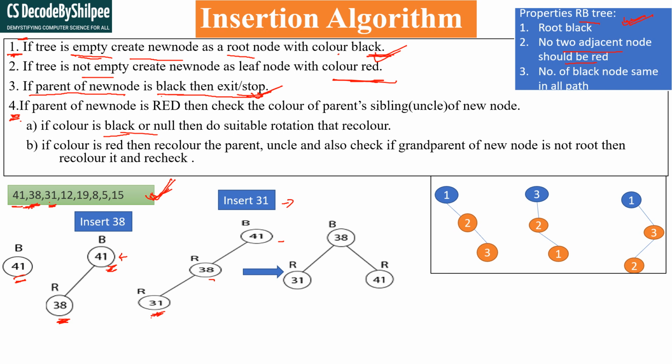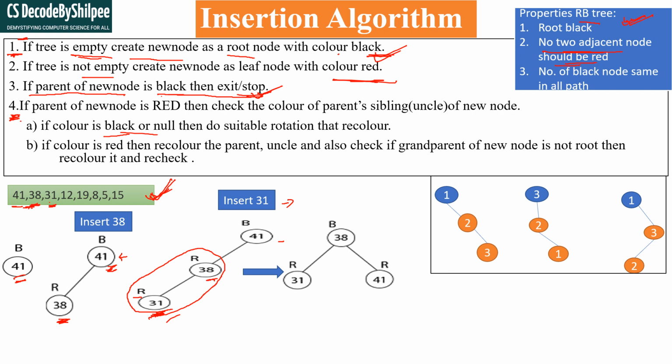So 31 color is red. So this color is red. Then what will you do here? If you see here the property of the red black tree, it's saying that no two adjacent nodes should be red. But here if you see, the parent of the 31 is also red. If it is black, we will not go to check the fourth step. But here it is saying that 31's parent is red. So in this situation, this violation occurs, and in this situation we'll go to the fourth step and check what we can do so we'll get the valid red black tree.